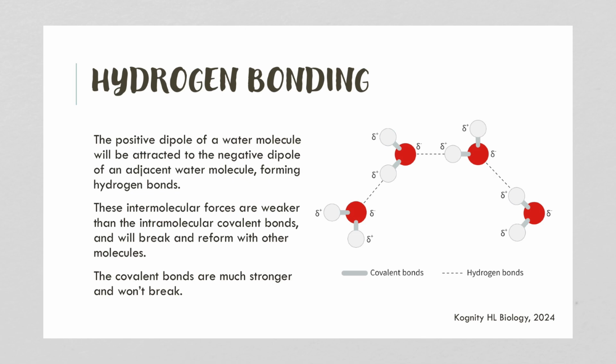These intermolecular forces are weaker than covalent bonds, but they are the strongest of the intermolecular forces, and they will break and reform with other molecules. So the covalent bonds are much stronger and they won't break. So covalent bonds hold the molecule together. If they break, then the molecule ceases to exist in its form and it forms a new molecule. But hydrogen bonds can break and reform repetitively throughout the solution of water or whatever substance you're talking about.